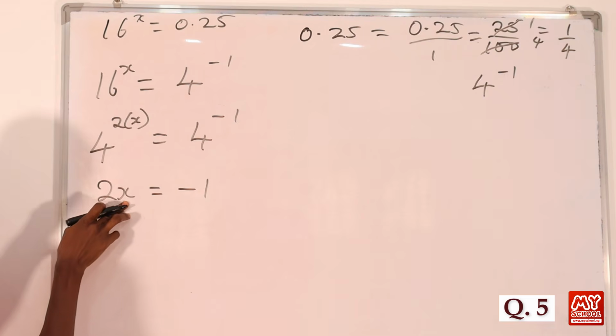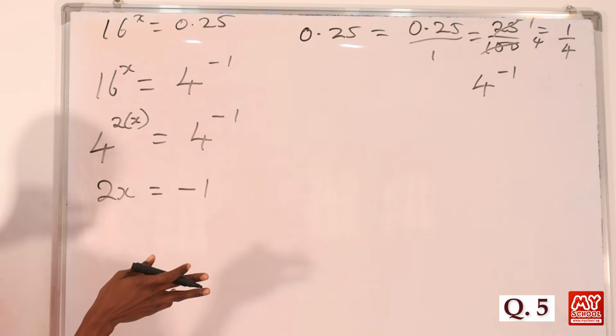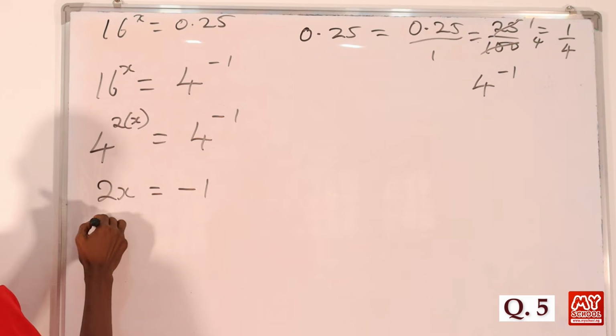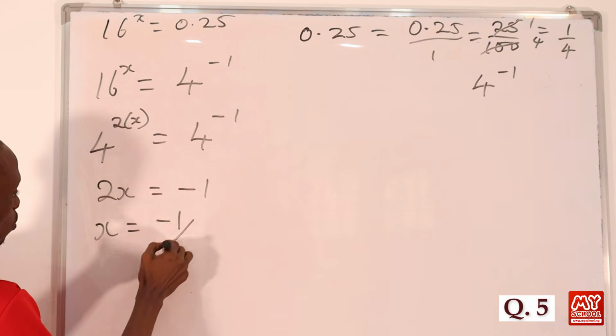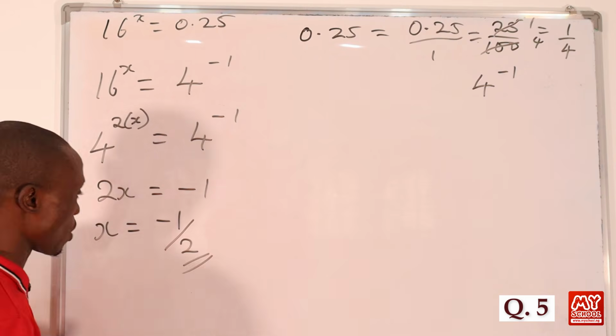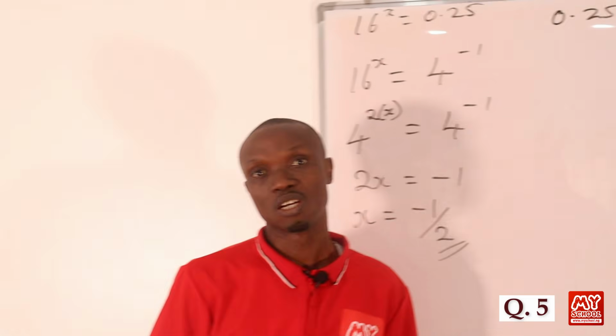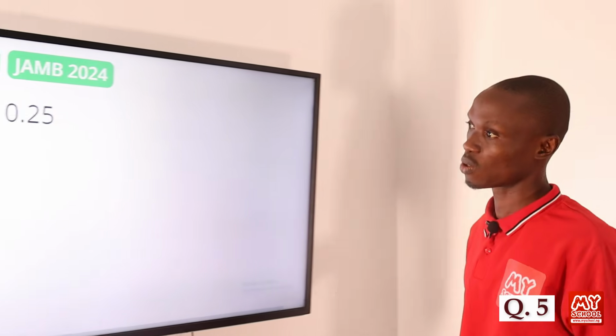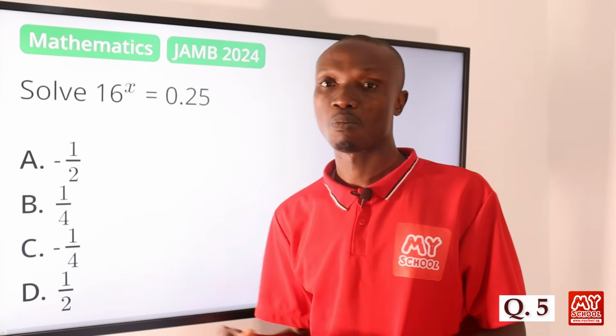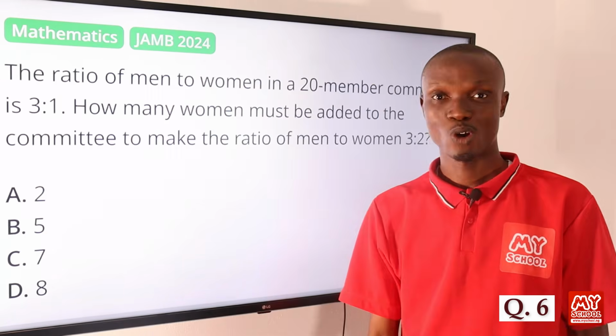Since we are looking for the value of x, we'll simply divide both sides by the coefficient of x, which is 2. So that x is equals to minus 1 all over 2. Okay, so the value of x is equals to minus 1 all over 2. So let's return back to the screen to pick the correct answer to this question, and that is option A, minus 1 over 2.